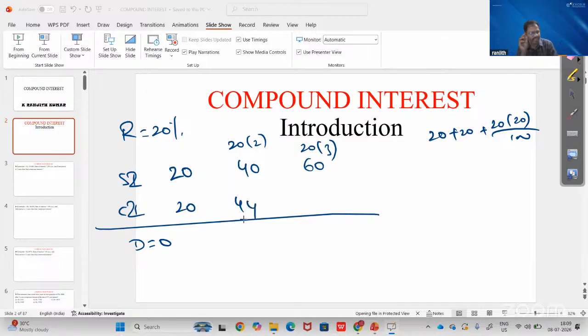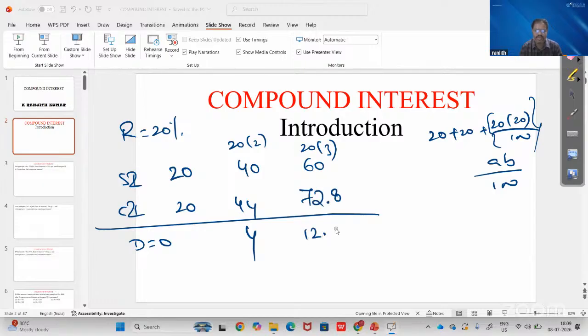What is the difference I am getting? The difference is here only, AB by 100. So that is 20% of 20, the percent is cancelled, 2 twos are 4. Here the difference equals 4. So for the third year it will be equal to 72.8. Now the difference equals 12.8.